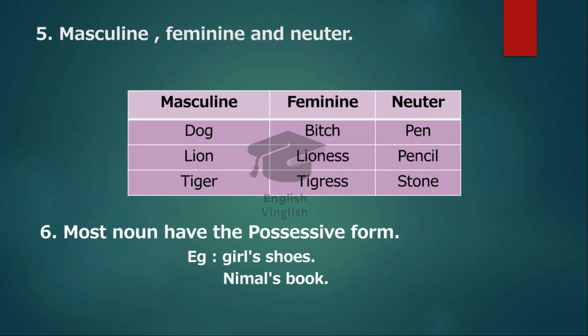Possessive form is used to show ownership. For example, girls' shoes. So, whose shoes? Girls' shoes. Those shoes belong to the girl. To show the ownership, we have used the possessive form of the noun.